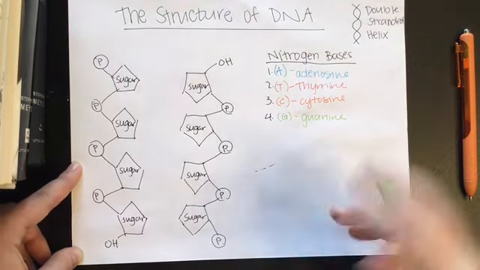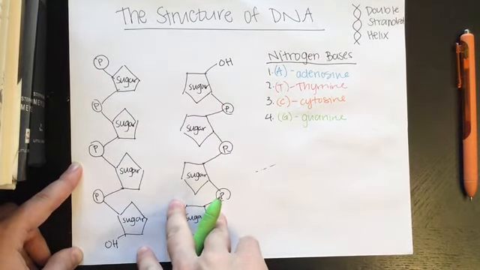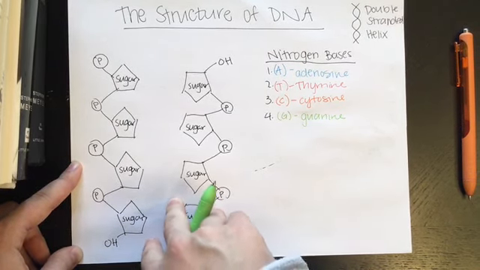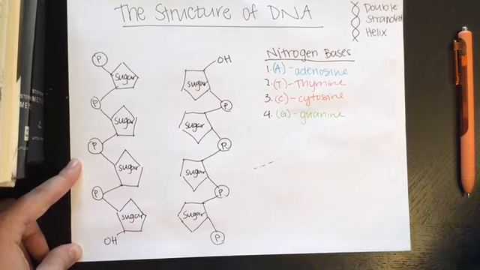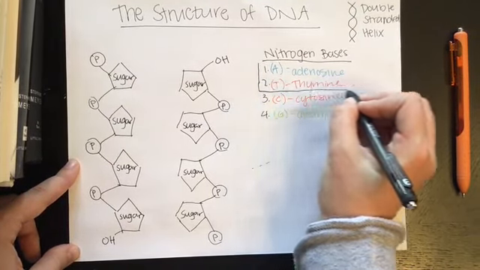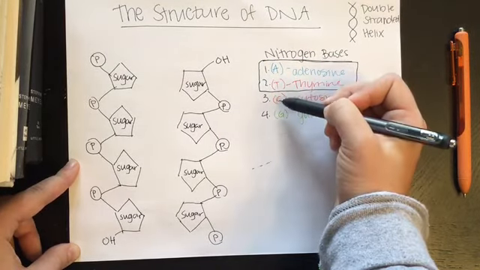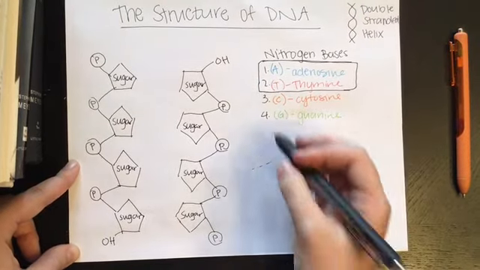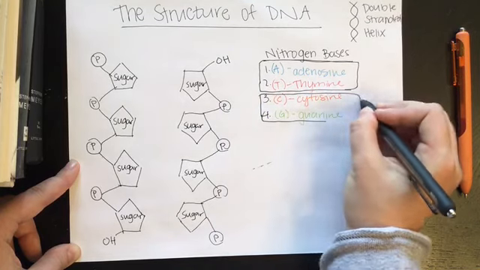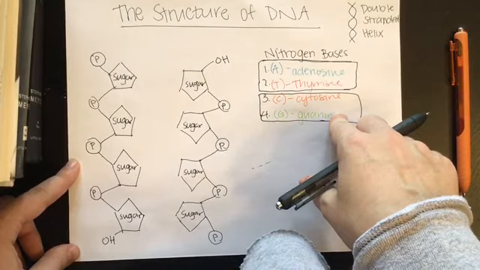All right, so now that we have our 4 bases, we're going to place them on our double-stranded helix. However, we need to know which base bonds with which base. So we know that A and T always bond together. They never bond with C or G. And then C and G always bond together. So those are our pairs of our nitrogen bases.